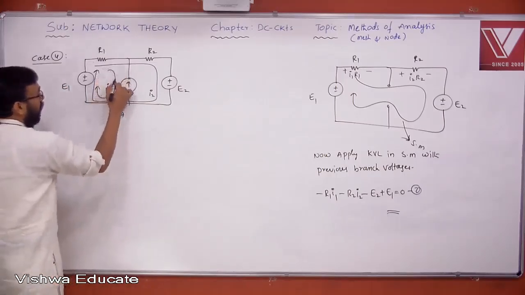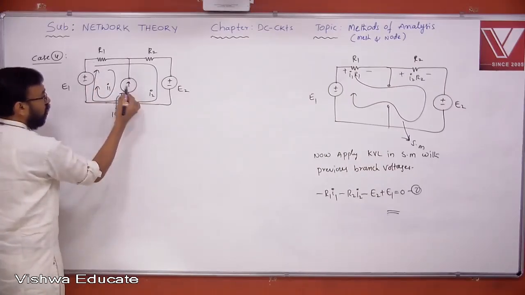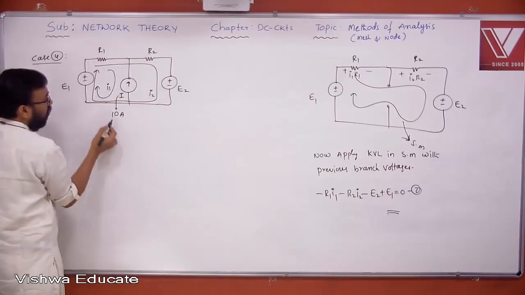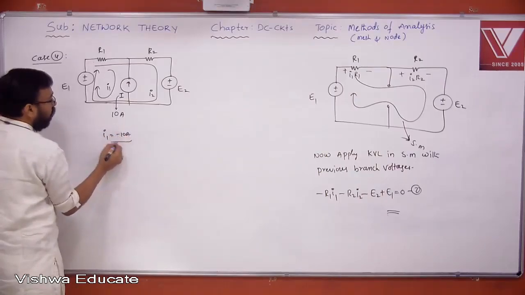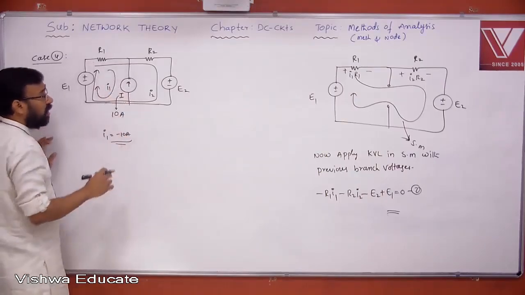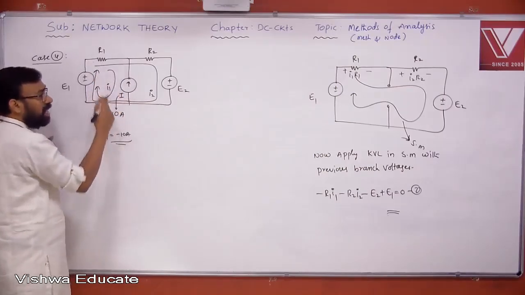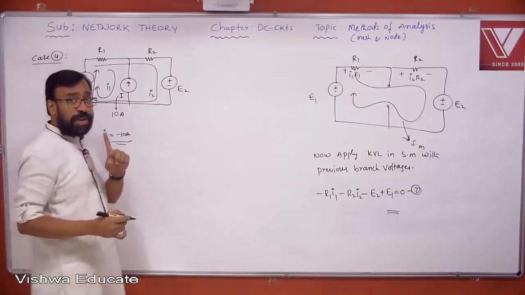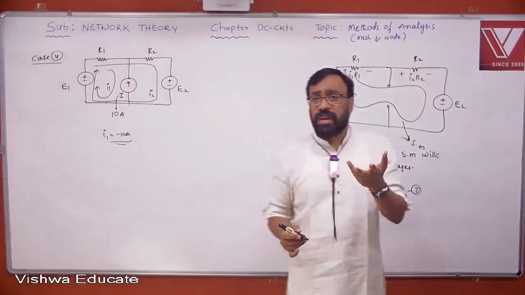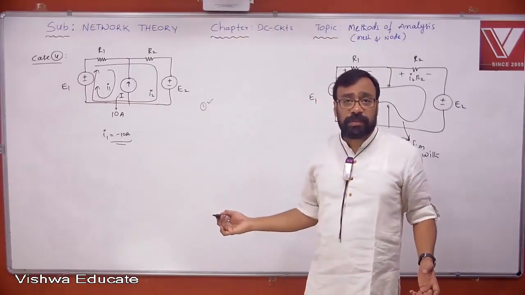If the current flowing in this loop is I1 and this element belongs to only the first loop, if I express loop currents in terms of the current source value, what am I getting? I1 is equal to simply minus 10 amperes. So from the network itself I am observing that the current flowing in this loop, with this particular representation of the loop currents, is minus 10 amperes. Now what is the unknown value here? Only I2. That means only one unknown is left. Then how many equations are required? Only one equation required.